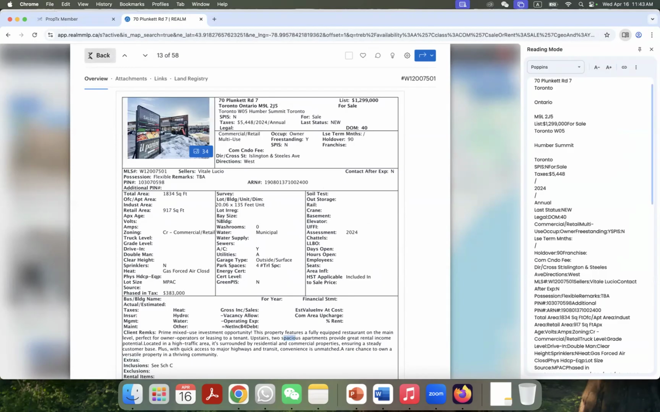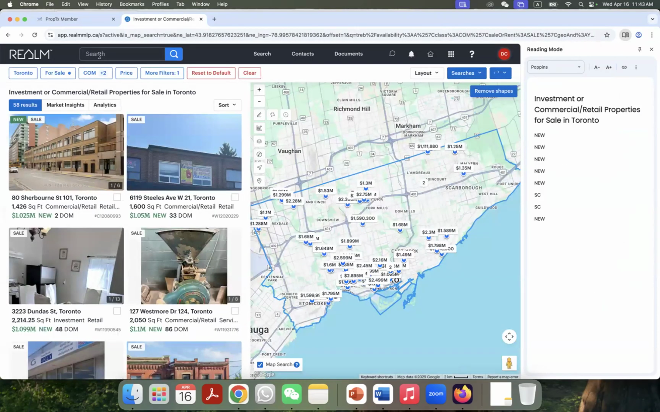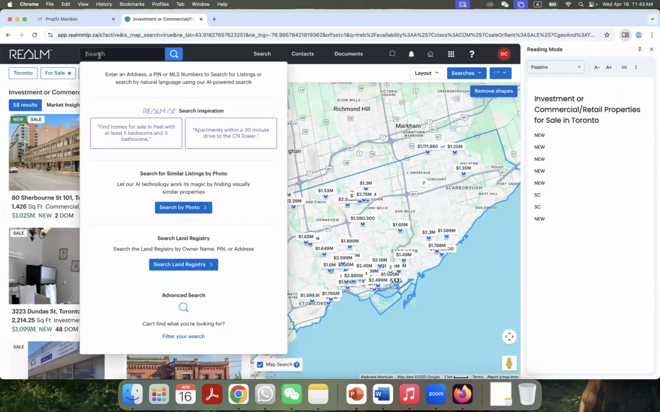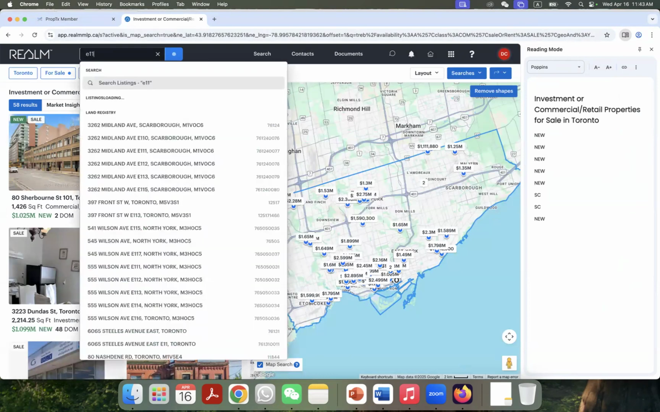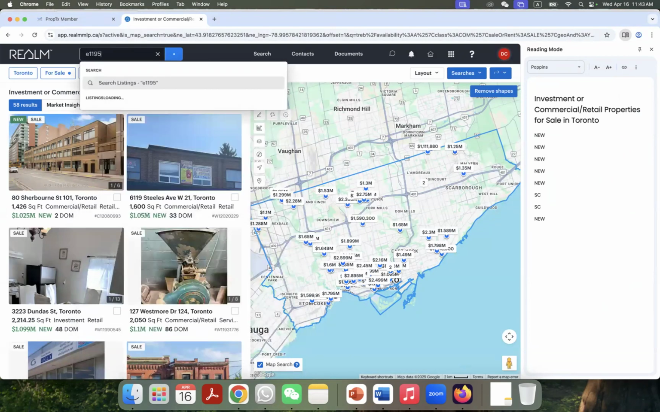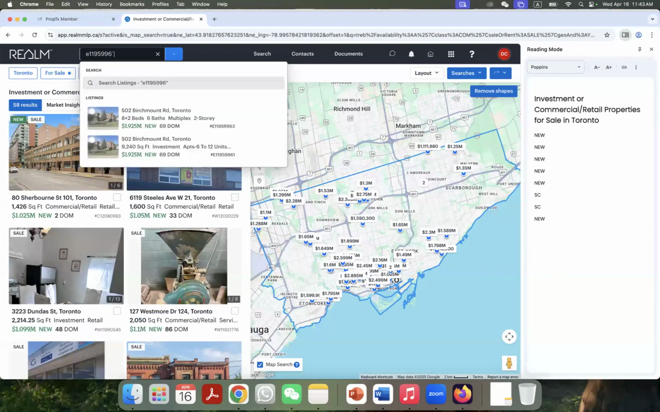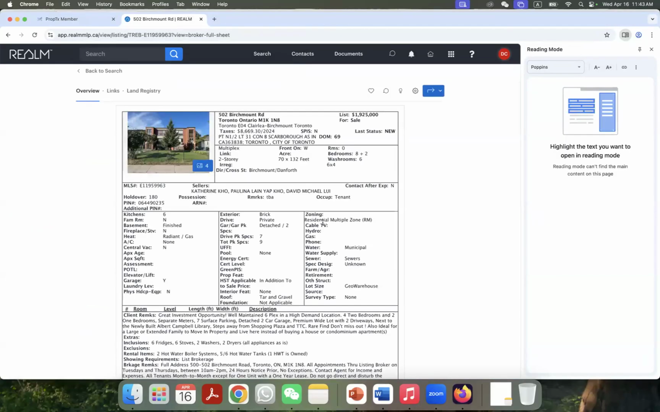Let me make one listing easy for us, okay? The listing number, let me see. E119599961. Yeah, got this one. Look, this one. So that's the one I'm supposed to help everyone take a quick look at, and later we do the offer based on this listing.